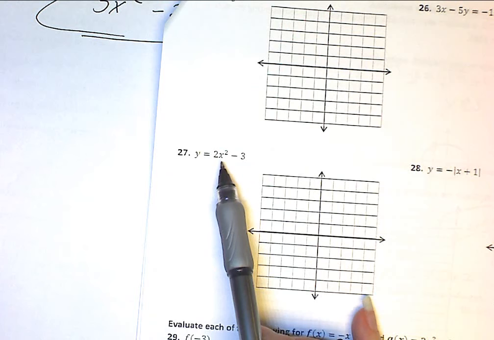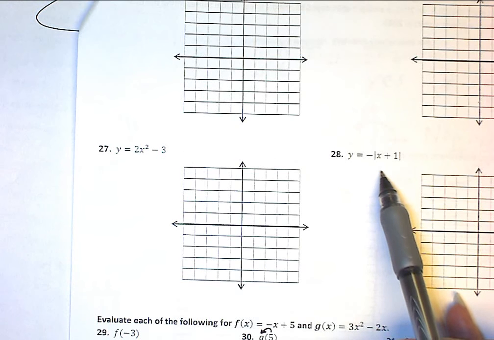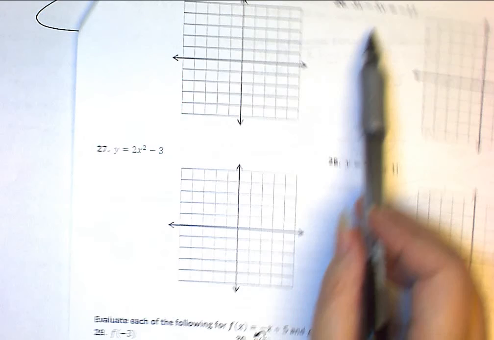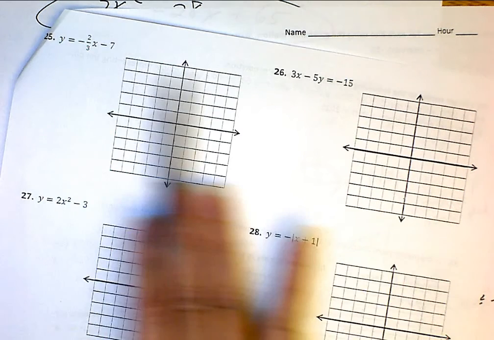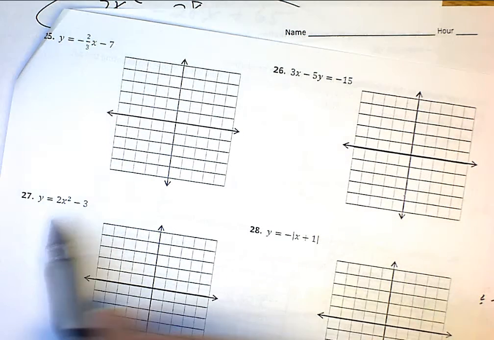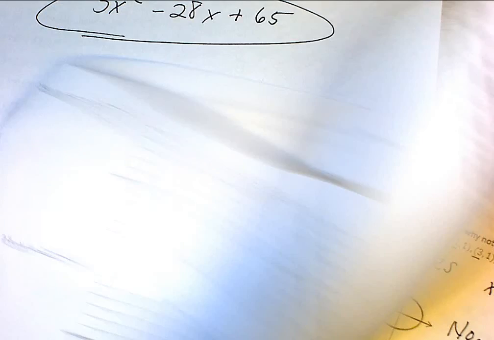Is this linear? No. Is this linear? No. Remember, linears are lines. So you're talking these two are linear. Yup, this is a V, and that's a parabola, which is nonlinear.